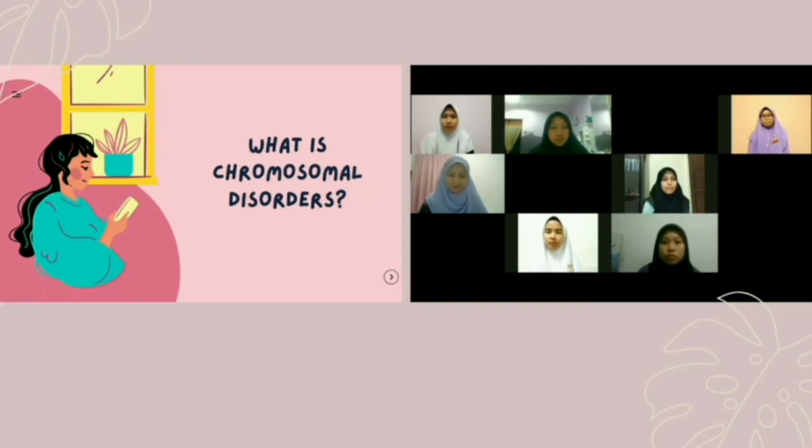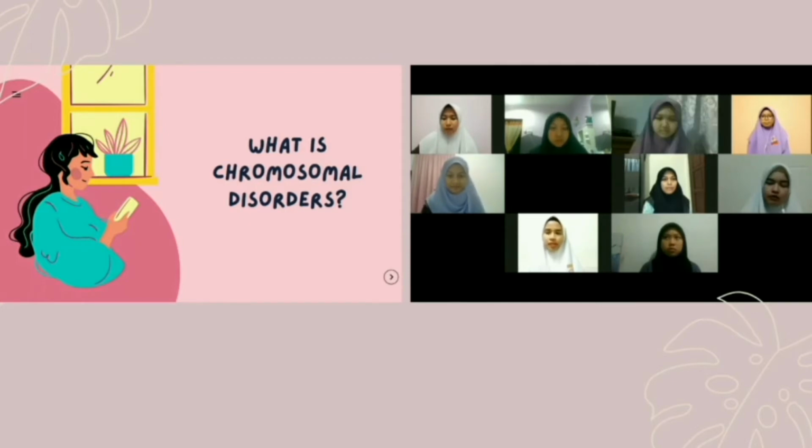Numerical abnormalities are whole chromosomes either missing from or extra to the normal pair. Structural abnormalities are when part of an individual chromosome is missing, extra, switched to another chromosome, or turned upside down. Structural chromosomal abnormalities result from breakage and incorrect rejoining of chromosomal segments. That's all, teacher.